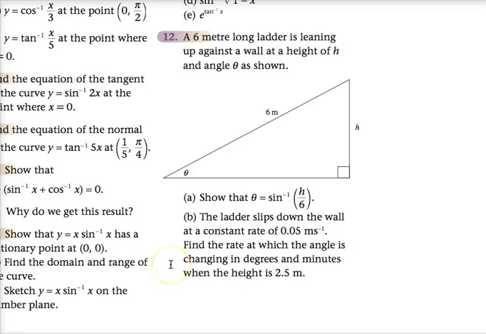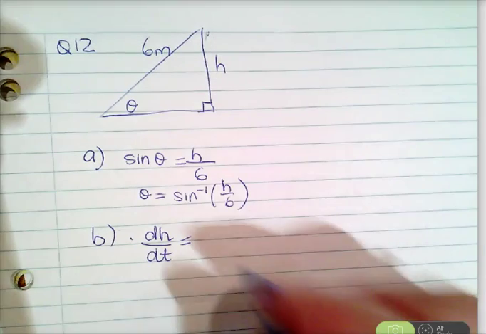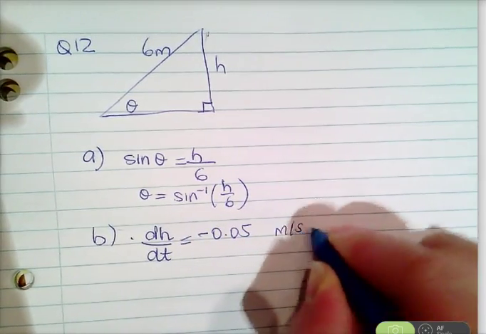And that says the ladder slips down the wall at a constant rate of 0.05 meters per second. Now that's a dh dt, and because the ladder slips down the wall, this distance h will get smaller and smaller, so it's negative. So we'll say that dh dt is negative 0.05. So dh dt is negative 0.05 meters per second.